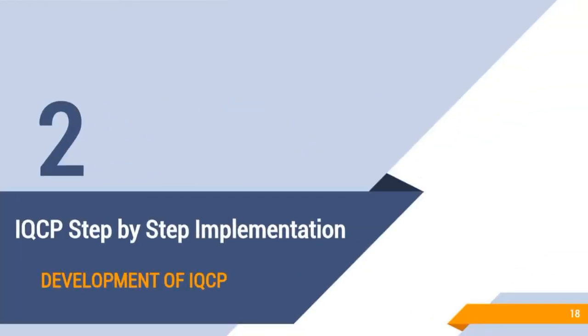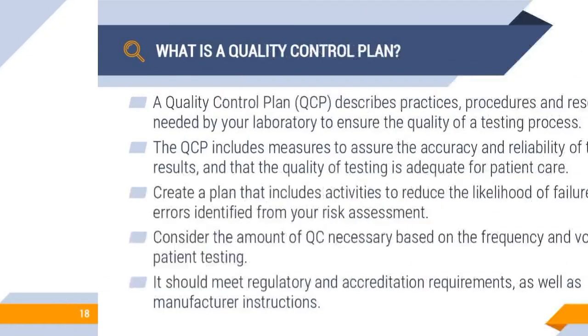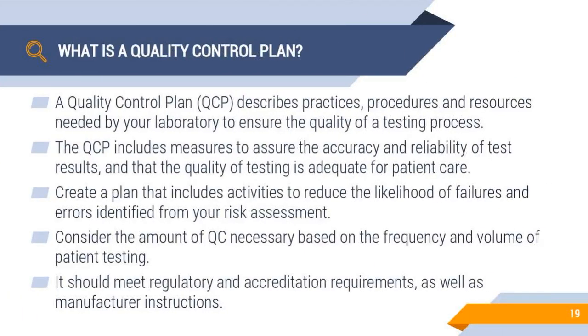The second step for implementation is, after I put my risk assessment, I have my severity and probability, then I can develop my plan. So what is a quality control plan? It describes practices, procedures, and resources needed by the lab to ensure the quality of testing processes. It also includes measures to assure the accuracy and reliability of the test result. So it is simply a plan.